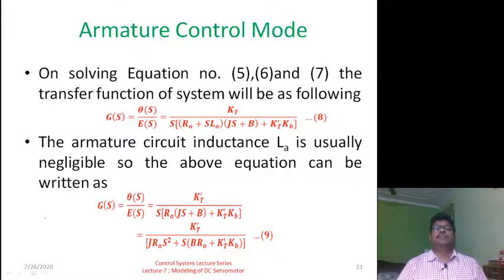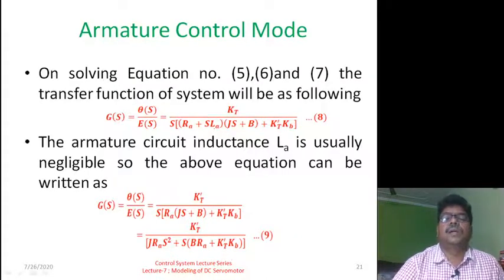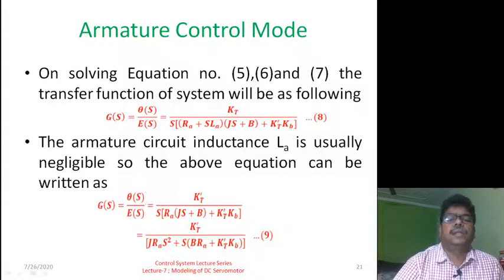So the transfer function for a servo motor in the field control mode is equal to theta(s) upon E(s) equal to K_s upon s within brackets (R_a plus s L_a), and then (J s plus B) plus K_t' K_b. Usually the inductance of the armature winding is negligible, so you can put L_a equal to 0, and then this equation gets converted into this.